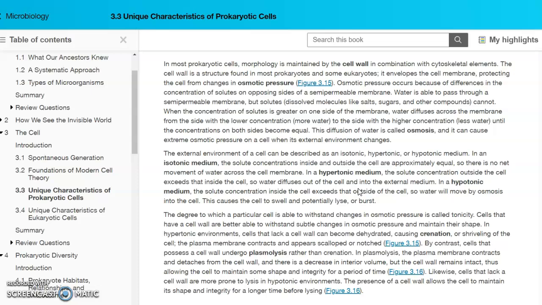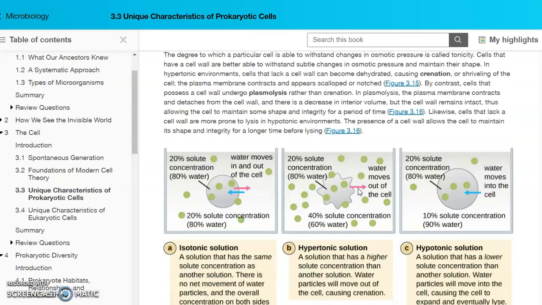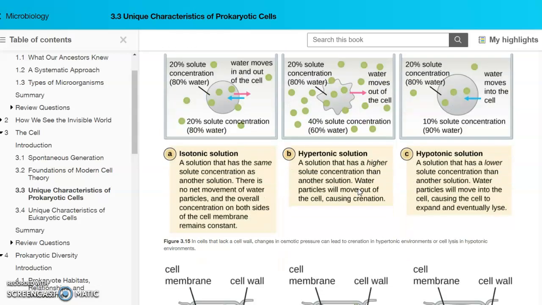So as water moves back and forth across this membrane, it sets up a concentration difference, a gradient difference. The diffusion of water is called osmosis, and if too much water diffuses, it can cause extreme osmotic pressure on a cell if those dissolved substances changed. So let's take a look at this figure here. We have three solutions: an isotonic solution, a hypertonic solution, and a hypotonic solution.